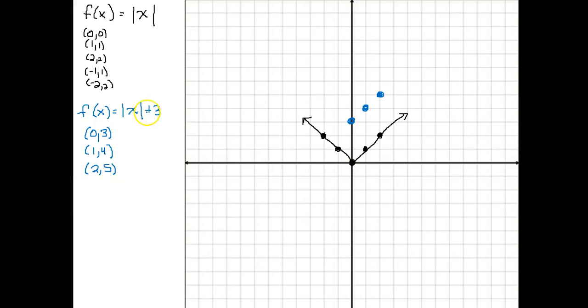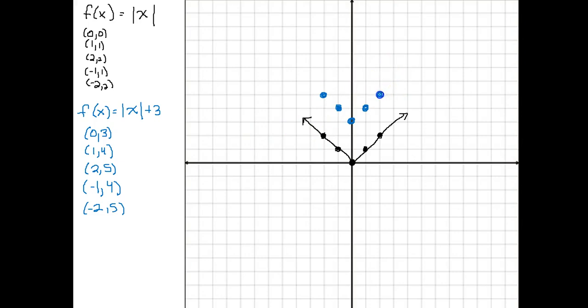If you go back and look at your function, it makes sense. If you plug in 0, absolute value of 0 is 0, plus 3 is 3. So there you got 0, 3. Plug in 1, absolute value of 1 is 1, plus 3 gives you 4. If you plug in negative 1, the absolute value of negative 1 is 1, plus 3 gives you 4. So this point right here shifts up 1, 2, 3. If you plug in negative 2, absolute value of negative 2 is 2, plus 3 gives you 5. So this point here shifts up 1, 2, 3.